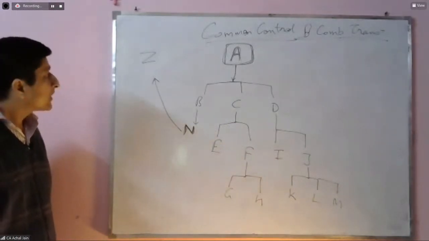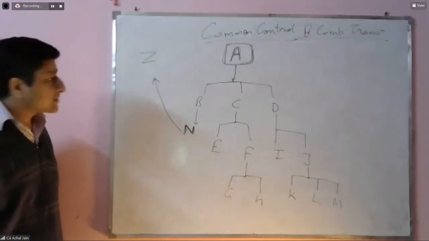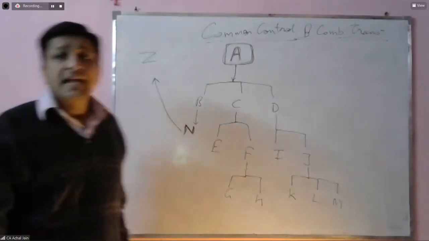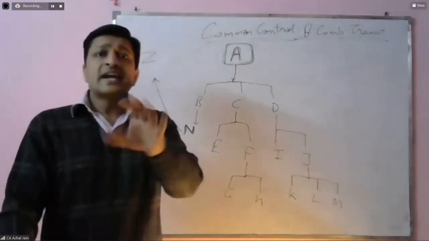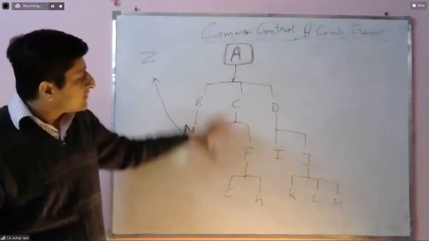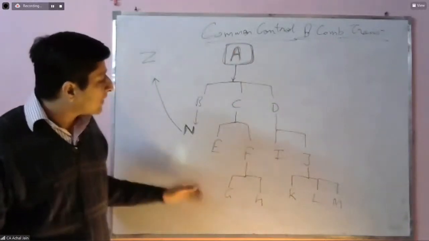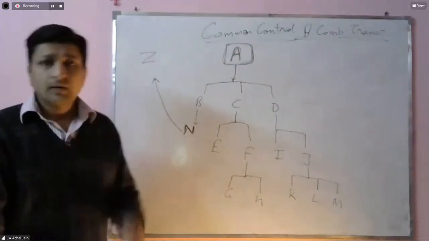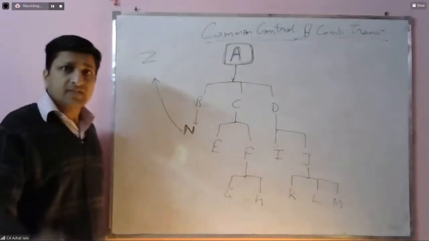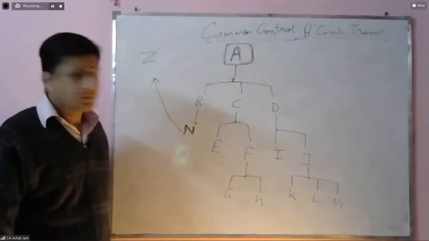Yeah. In this case, when Z buys N, Z is not a part of this group anywhere. Can you see Z to be a part of this group? Not at all. Z is not a part of this group at all.